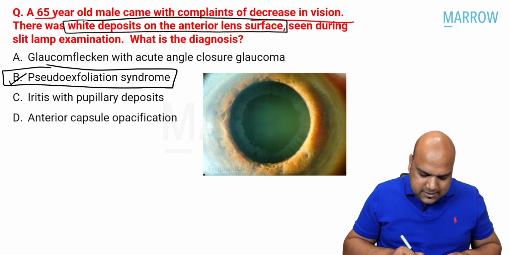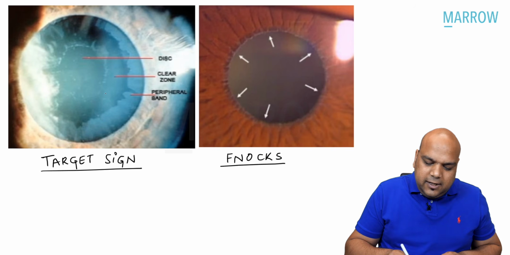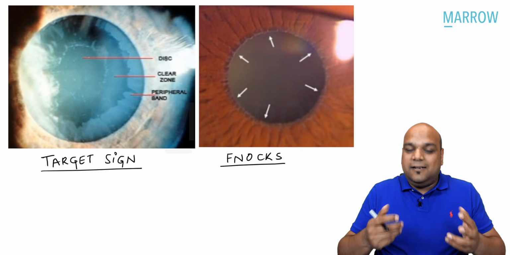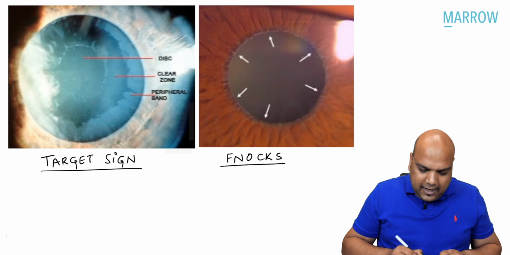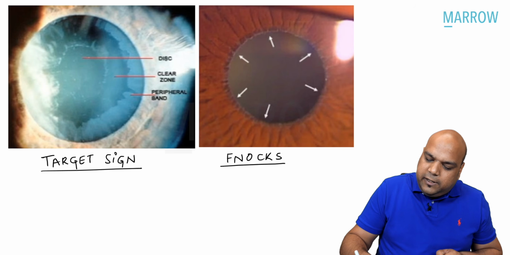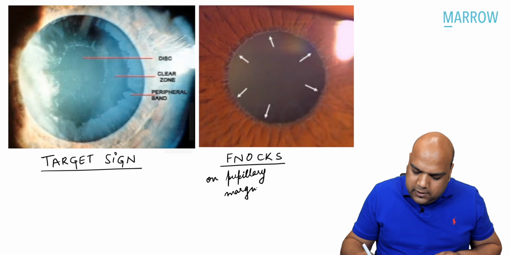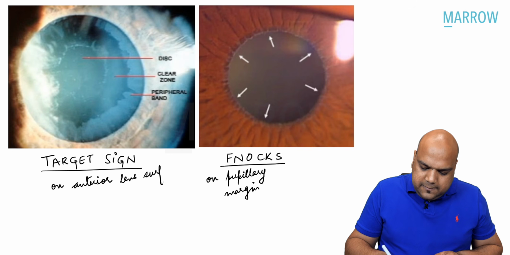If you don't remember what this is, then let us see. This is the target sign. This is Fuchs. Target sign is deposition of pseudoexfoliative material on the anterior surface of the lens. That is what they have written: white deposits on the anterior lens surface. And the second sign in pseudoexfoliation syndrome is called Fuchs, when there is pseudoexfoliative material deposit on the pupillary margin. These are the two characteristic photographs you have been shown again and again in all the videos, in all the revisions, and these are the images which have helped you answer this question.